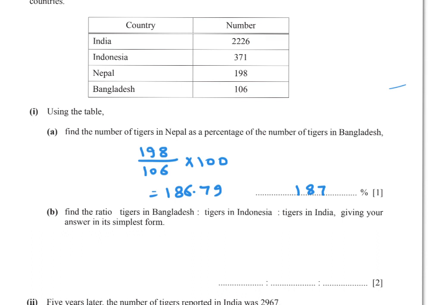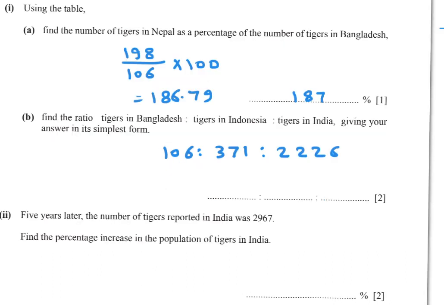So we start with Bangladesh 106, to Indonesia 371, India 2226. If you need to find the simplest form for the ratio between three numbers, you can use a calculator. First, find the ratio between 106 and 371. Divide in your calculator 106 by 371. Now you have the ratio 2 to 7. So the ratio between 106 and 371 in the simplest form is 2 to 7.